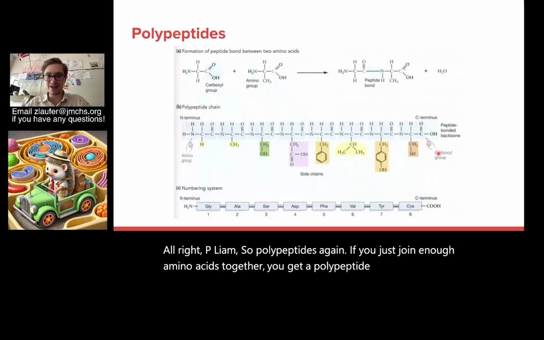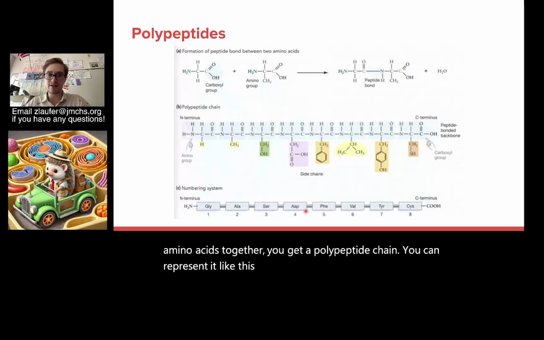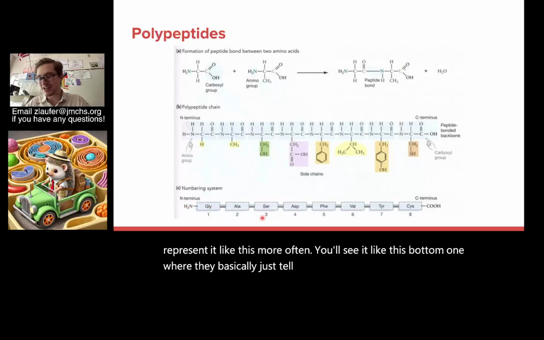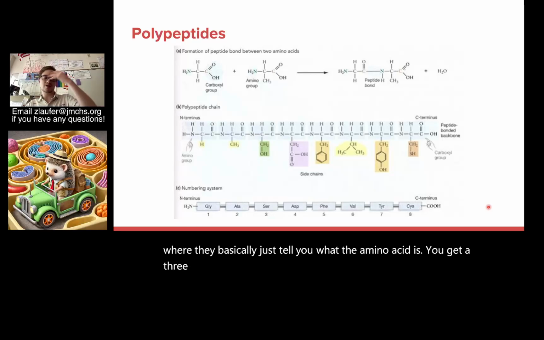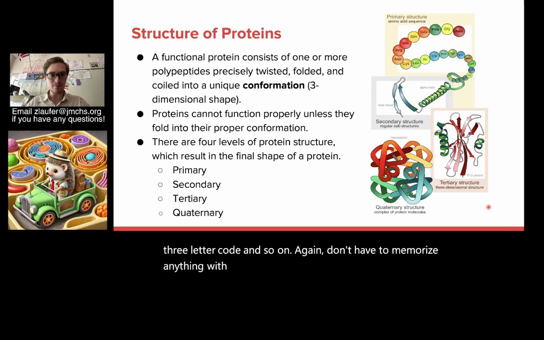So, polypeptides, again, if you just join enough amino acids together, you get a polypeptide chain. You can represent it like this. More often, you'll see it like this bottom one where they basically just tell you what the amino acid is. You get a 3-letter code, and so on. Again, don't have to memorize anything with the codes.